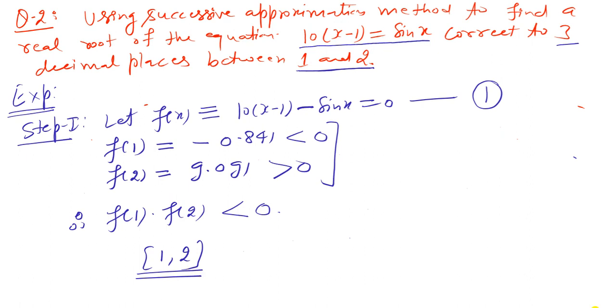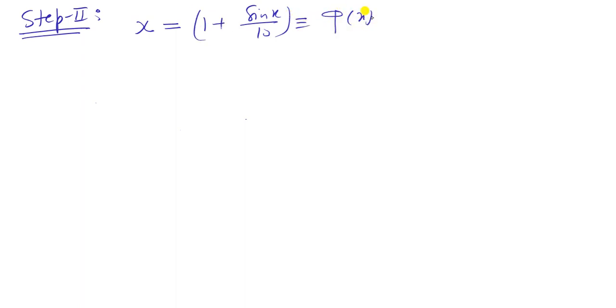Now in step 2, we write the given equation 1 in the form x equals phi of x. So we write the given equation 1 as x equals 1 plus sin x upon 10, and say this is phi of x. Now compute the derivative of phi. So phi dash x equals cos x upon 10. This is the derivative.